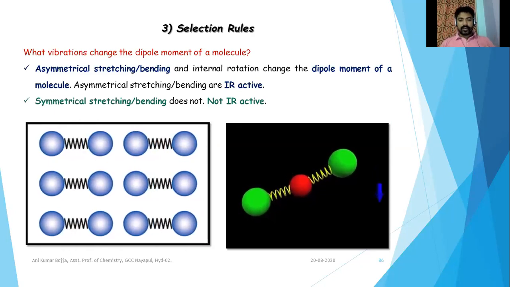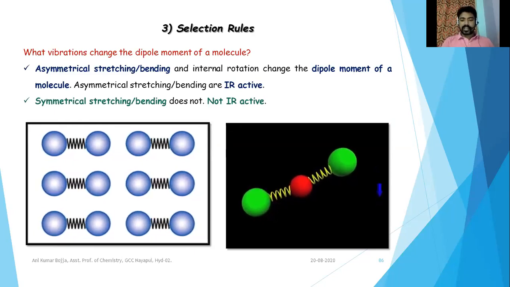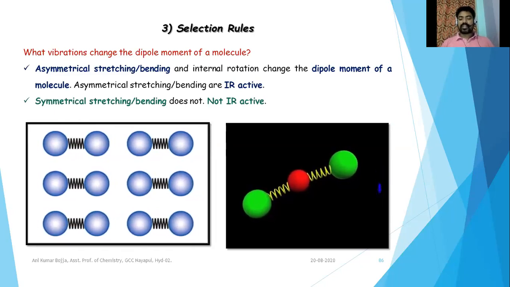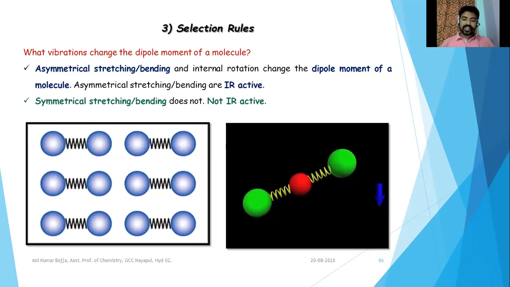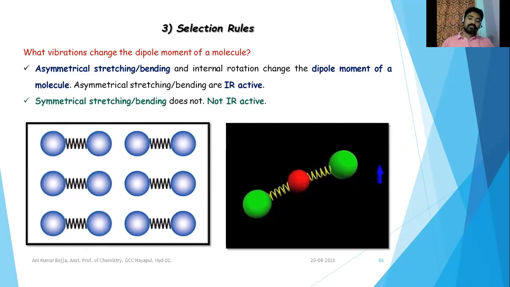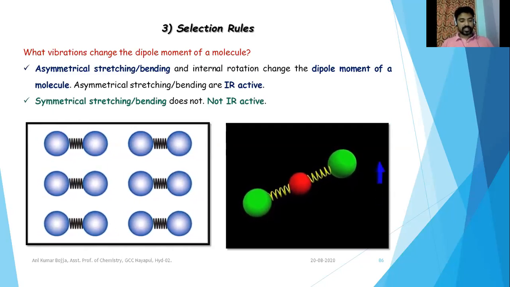Got it? Okay. So whenever this molecule absorbs energy from the infrared radiation, it will undergo stretching and bending vibrations. Symmetrical stretching vibration takes place, asymmetrical stretching vibration takes place, as well as symmetrical bending and asymmetrical bending vibrations.